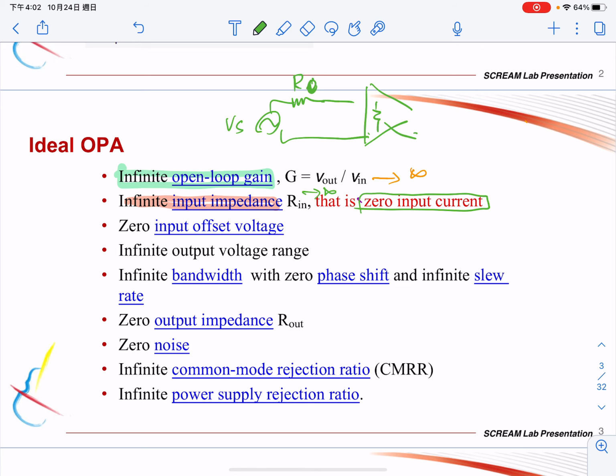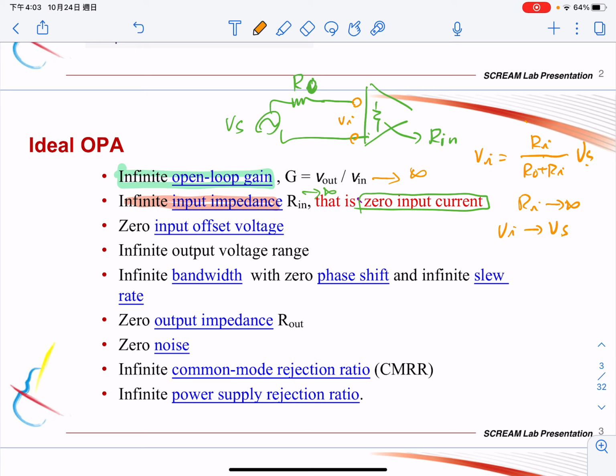operational amplifier, and this one is the R in, then the input signal Vi here will be equal to R in over R0 plus R in, multiplied by Vs. And we can see if R in goes to infinity, then Vi will be very, very close to Vs. So we don't waste the signal Vs.